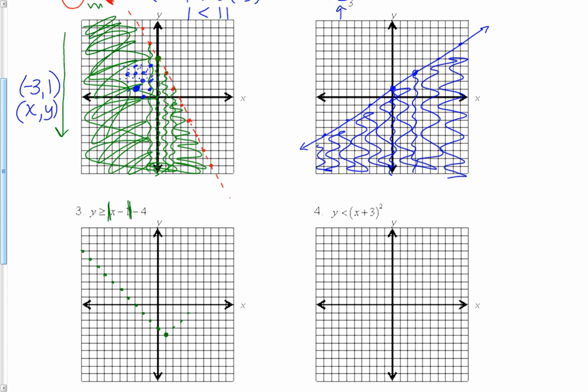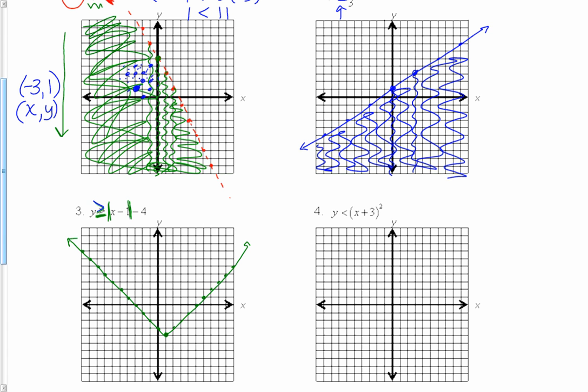Then I need to decide how I'm going to connect my dots. Well, I had a greater than or equal to. It's the equal to part down there on the bottom that tells me I need to draw a solid V instead of a dashed V. Next, I need to decide, do I want to shade the top or the bottom of the graph?